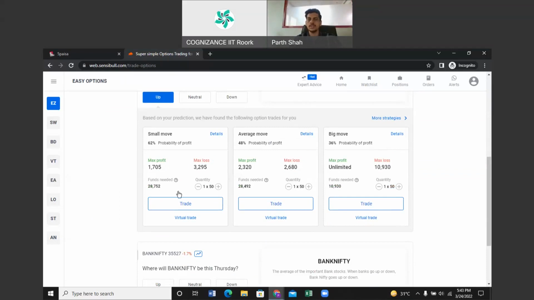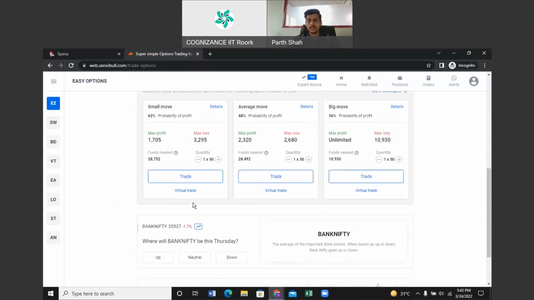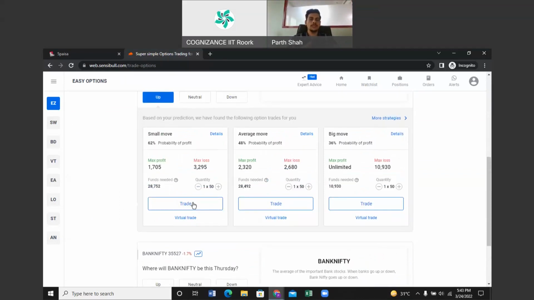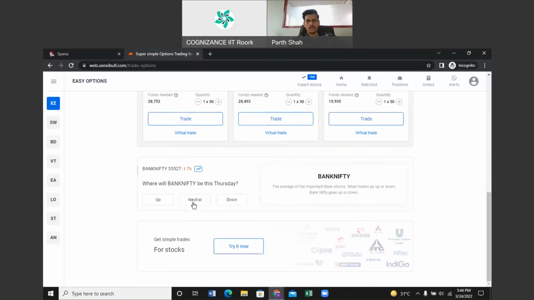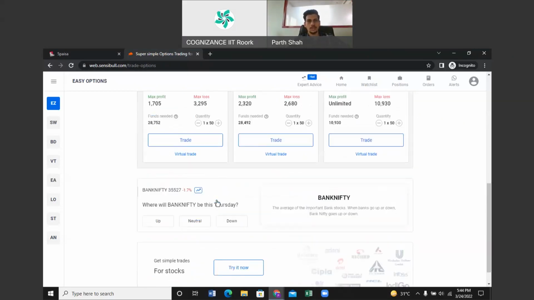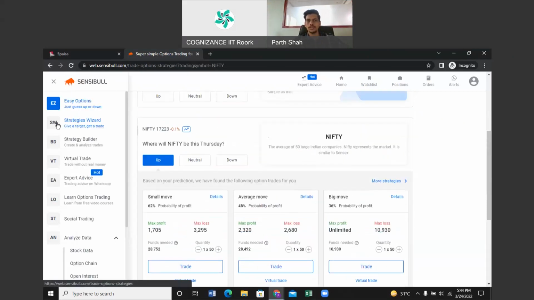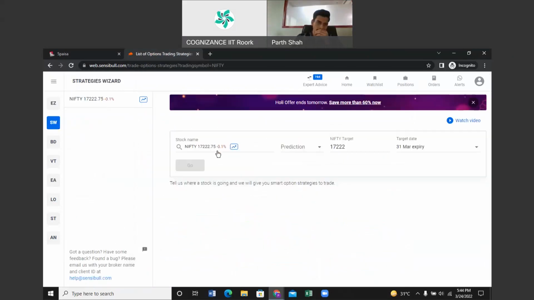So on that particular basis, it will give me the strategies which I can trade just by making one particular click. And that's very easy since you are beginners, and if you don't want to take trades with your real money, you can always do virtual trades, or paper trading, which will not cost you anything, and you can actually get to know more about the markets. The same can be done with all these three particular stocks, and then you have the strategy wizard if you want to do it with respect to stocks.